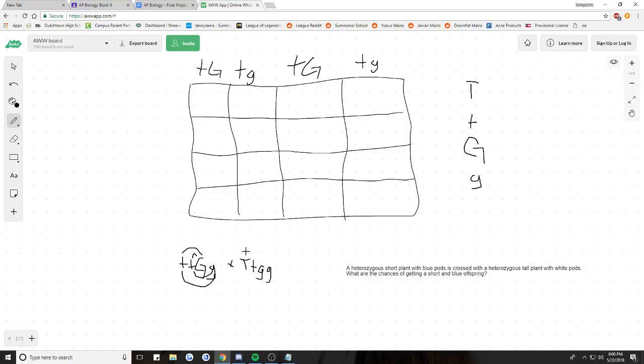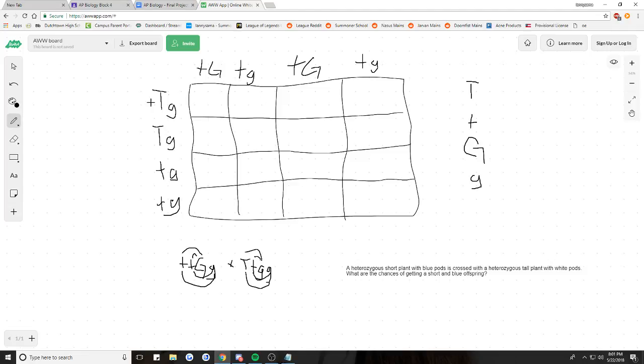You would do the exact same thing. You would foil it as such. So you would begin: capital G, lowercase g, capital T, lowercase g, lowercase t, lowercase g, lowercase t, lowercase g. Once you have that, you can begin filling in the dihybrid cross.